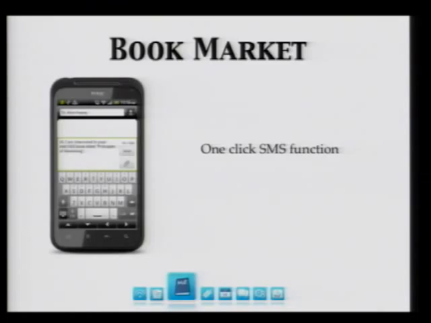What's interesting about the one-click SMS function is that the moment you click SMS, it will pre-type the seller's mobile number and a default message indicating the title name and the module number, so that it's easy for you to send.